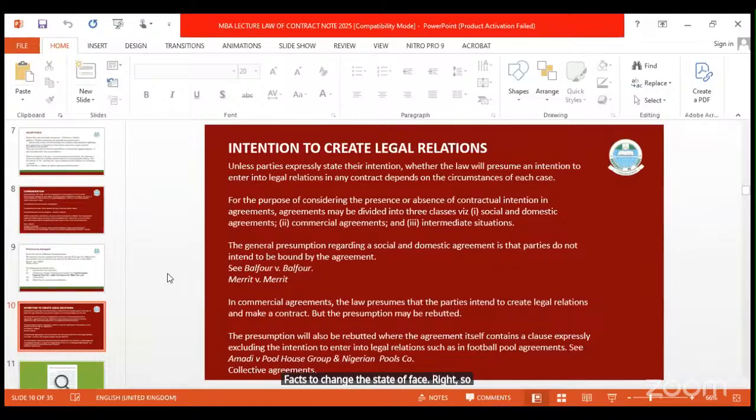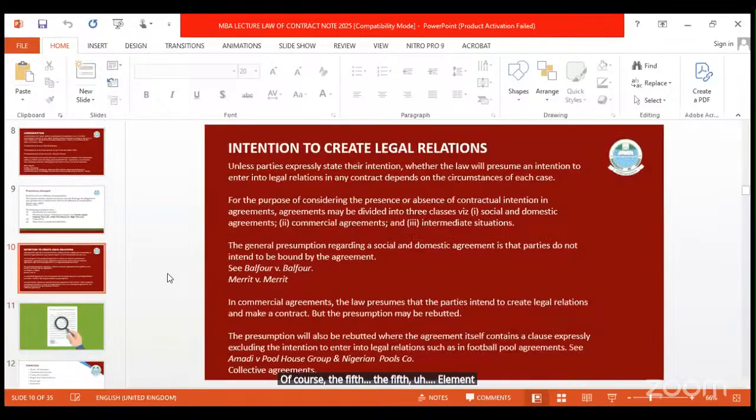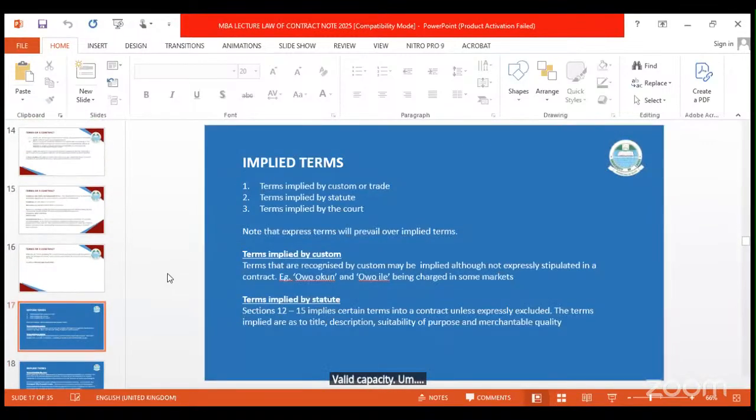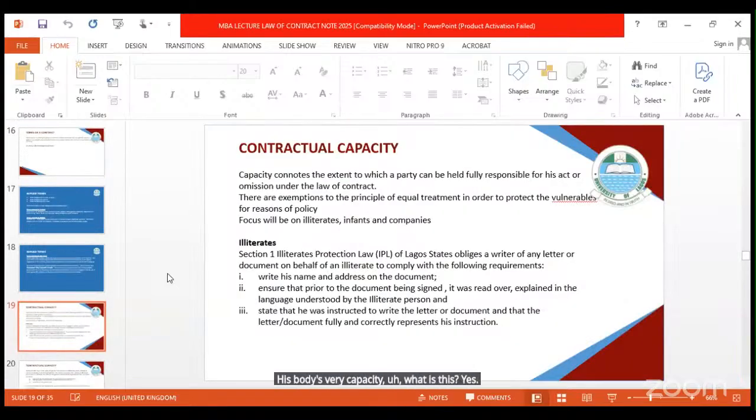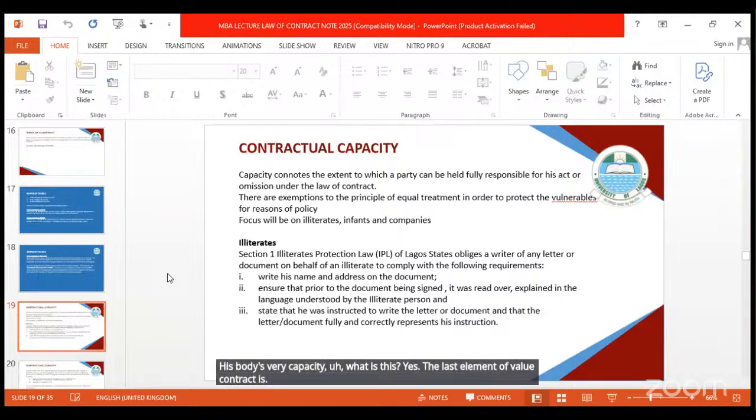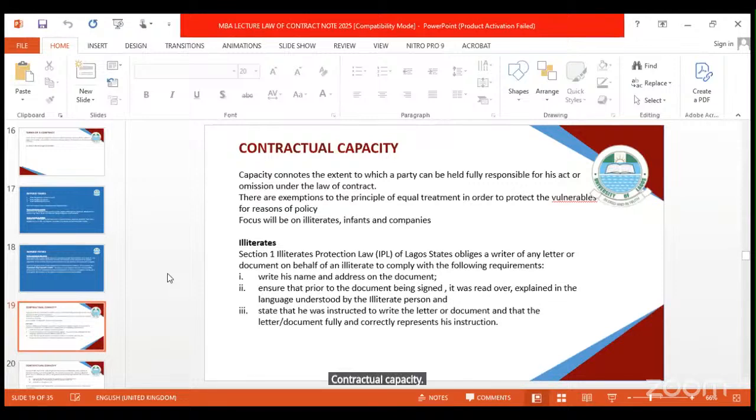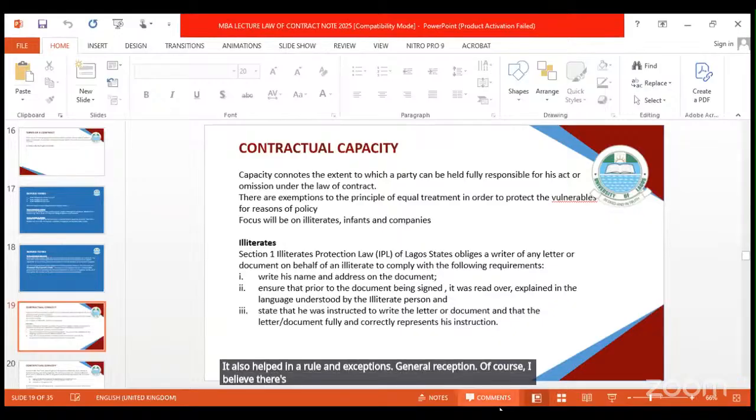Right. So, of course, the fifth element is valid capacity. What is this? The last element of a valid contract is contractual capacity. So here, it also has a general rule and exceptions. Of course, I believe there's no question on intention to create legal relationship. I believe there's no question on that.